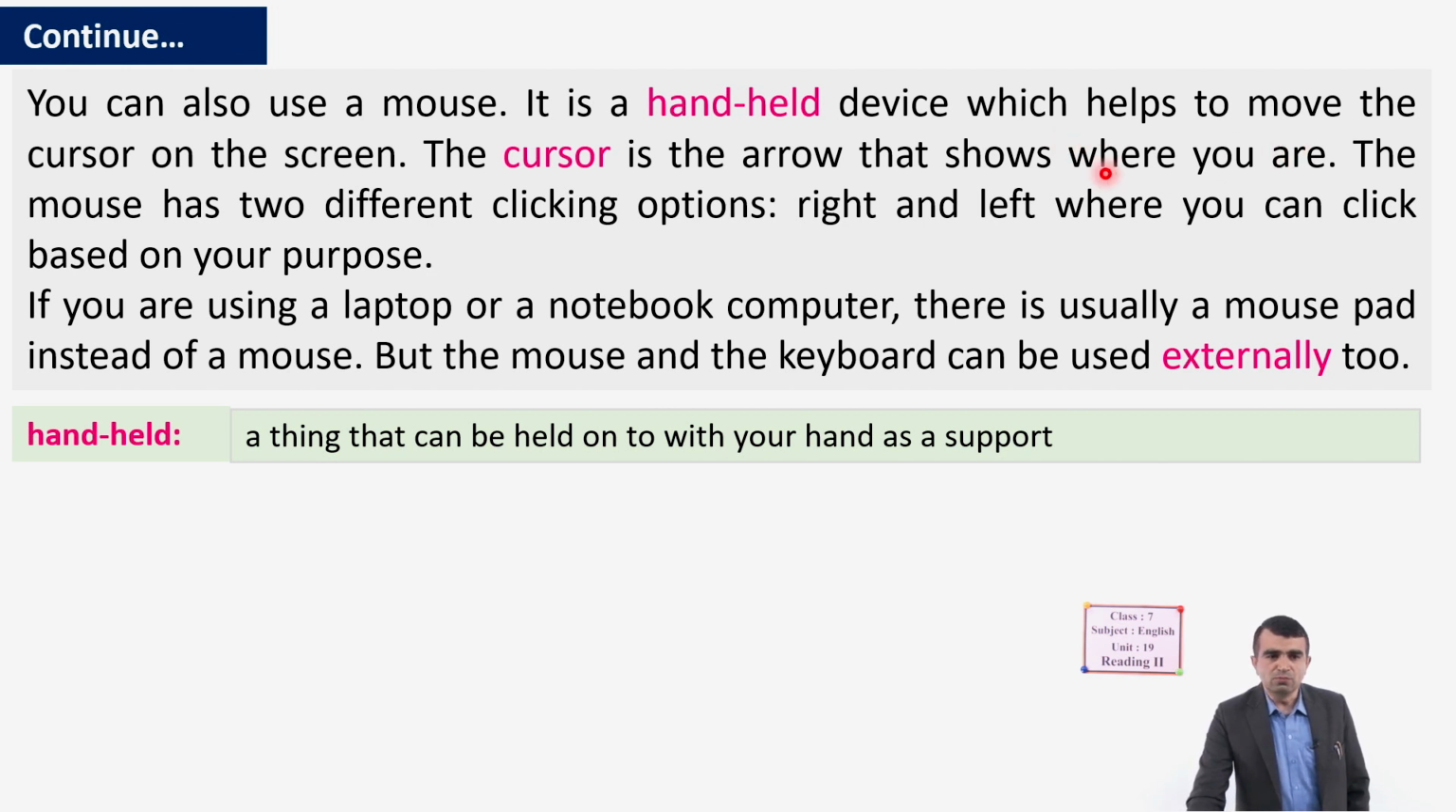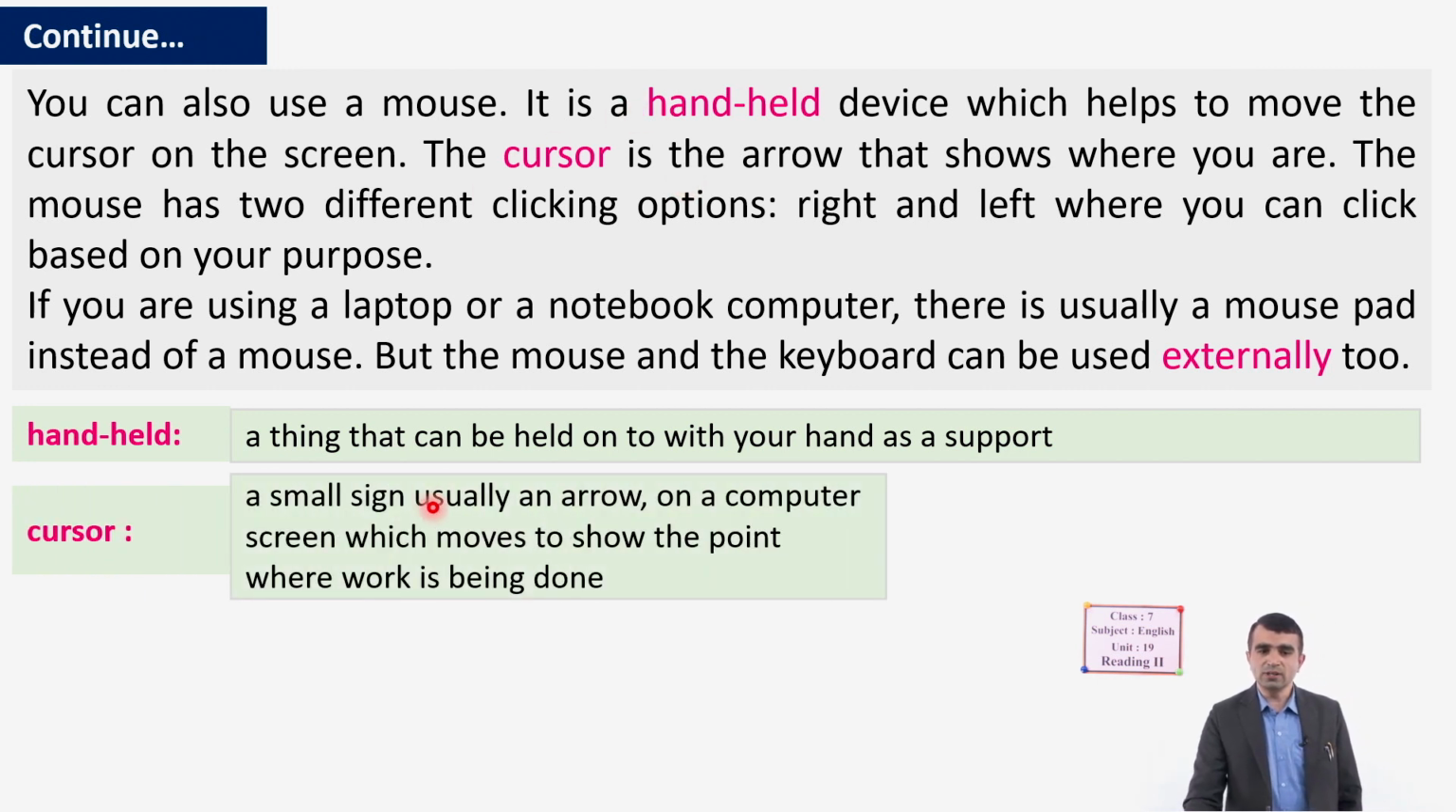Which helps to move the cursor on the screen. The cursor is the arrow that shows where you are. The mouse has two different clicking options, right and left, where you can click based on your purpose. Well, cursor is the arrow that is given. What does cursor mean? Well, it's the arrow that is given.